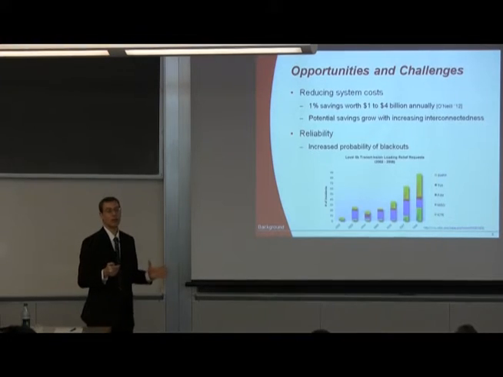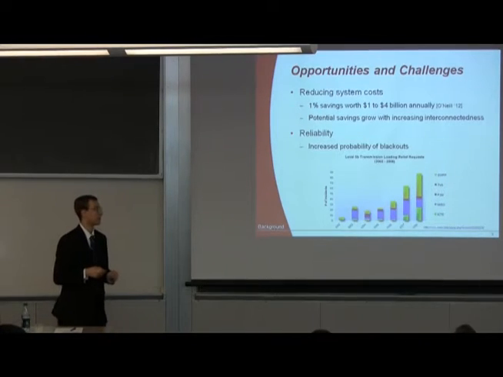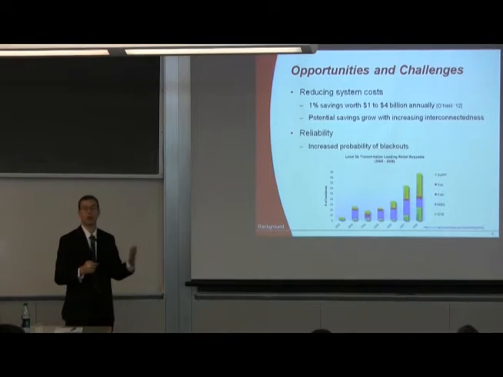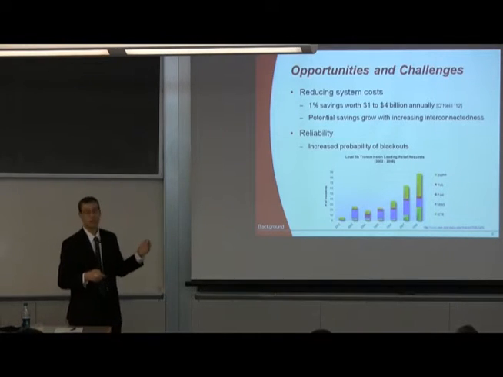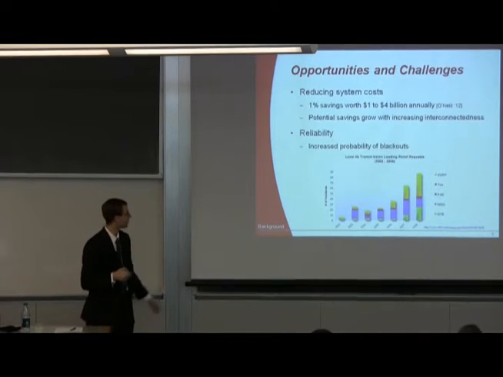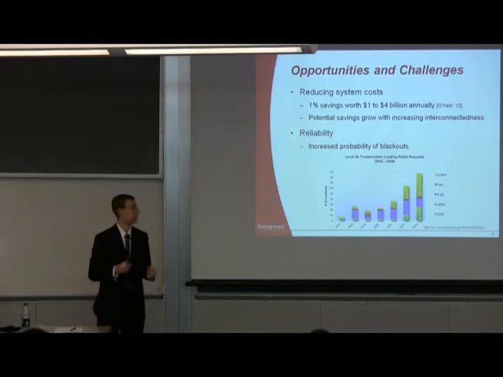So this increasing interconnectivity I've talked about provides both opportunities and challenges. Opportunities in the sense that we can reduce the system operating cost. With larger or more integrated systems, we can transmit power over larger distances, we can use our system more effectively. As one measure of that, there's a study that showed that a 1% savings in our dispatch cost would be worth $1 to $4 billion annually. So even small improvements can make large impacts. And we see that the potential savings grow as we increasingly make the system more and more interconnected.